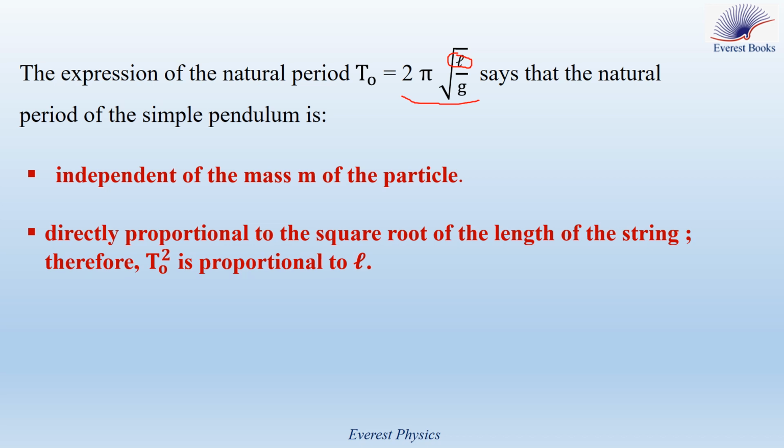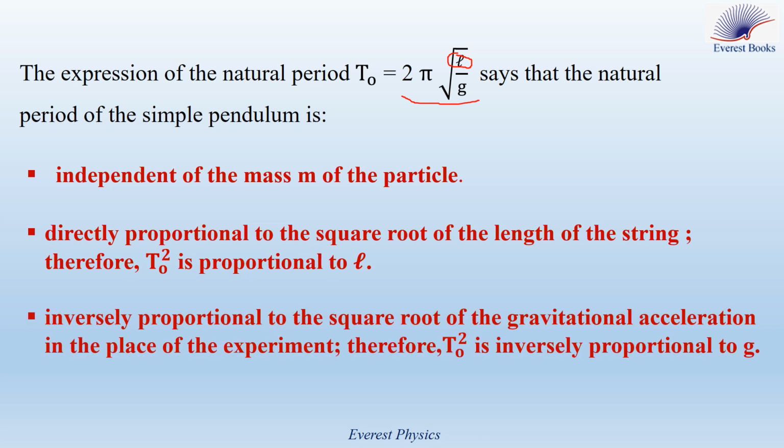Also, the natural period of the simple pendulum is inversely proportional to the square root of the gravitational acceleration in the place of the experiment, since the square root of g is in the denominator. Therefore, T0 squared is inversely proportional to g. In the next slide, Madame Jeanette and her student will verify experimentally that T0 is independent of the mass m and directly proportional to the square root of the length of the string.